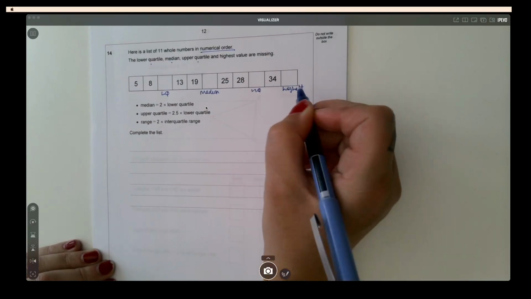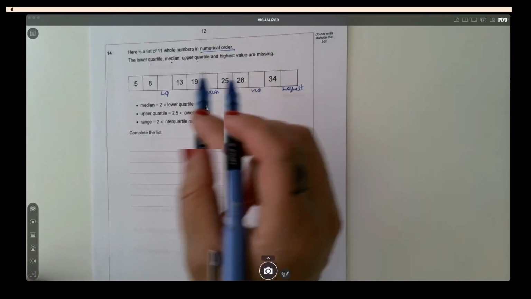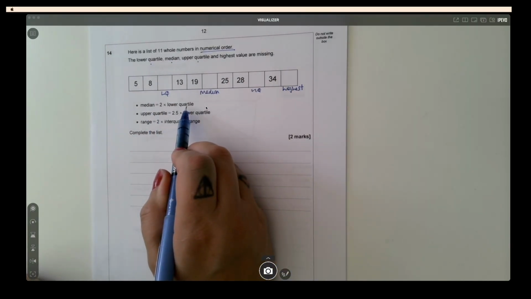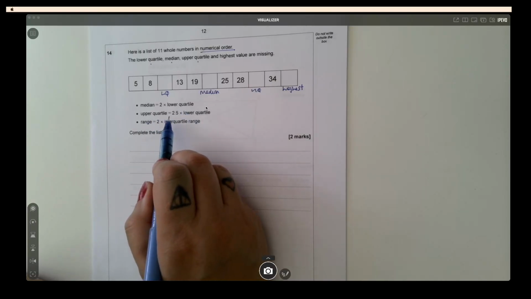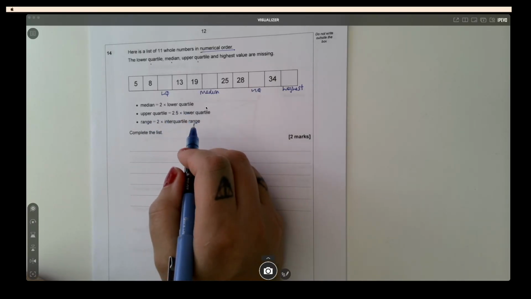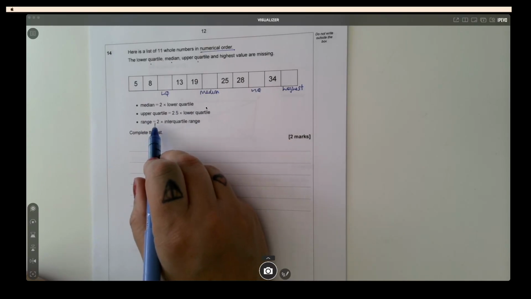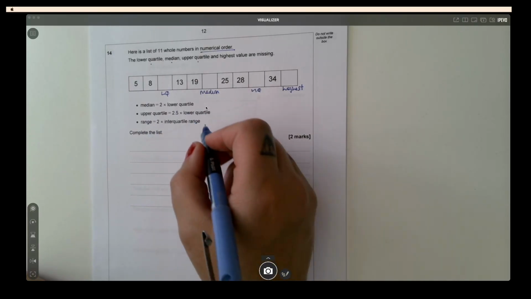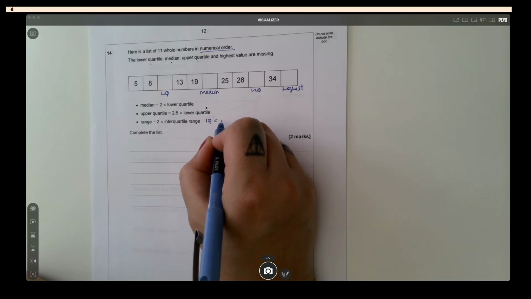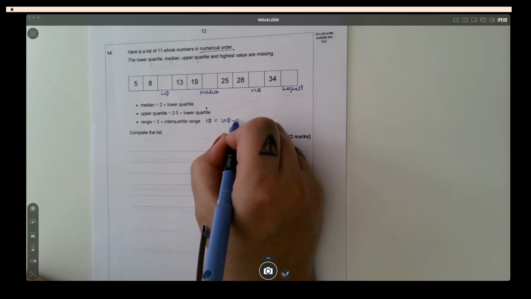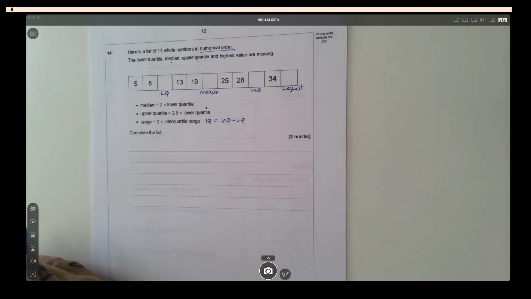So I'm just going to make a note for myself there. The median is 2 times the lower quartile, the upper quartile is 2.5 times the lower quartile, and the range is 2 times the interquartile range. The interquartile range is the upper quartile subtract the lower quartile. I made a note of that there as well so I don't lose my train of thought.